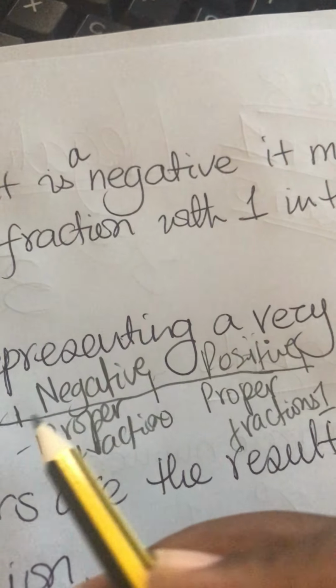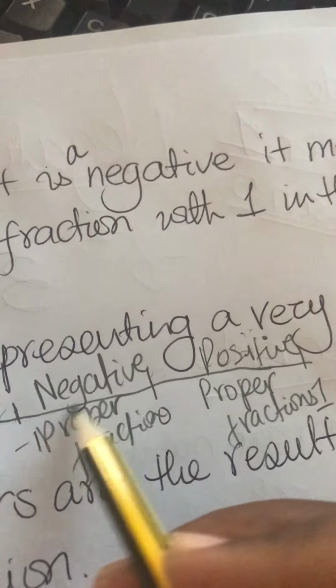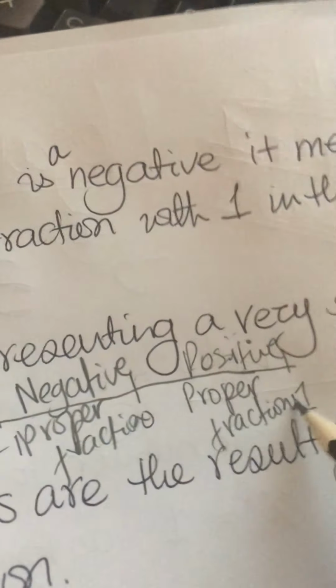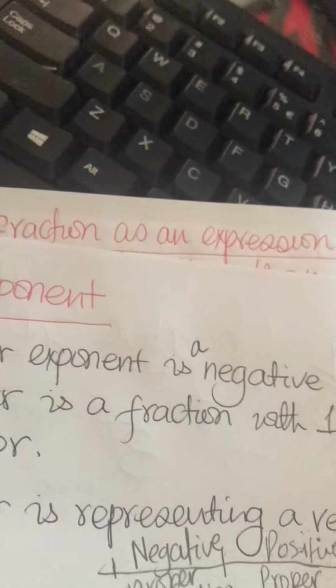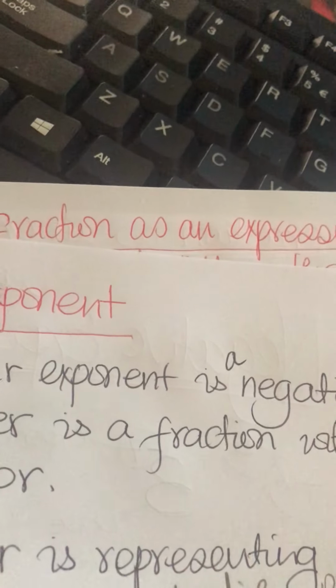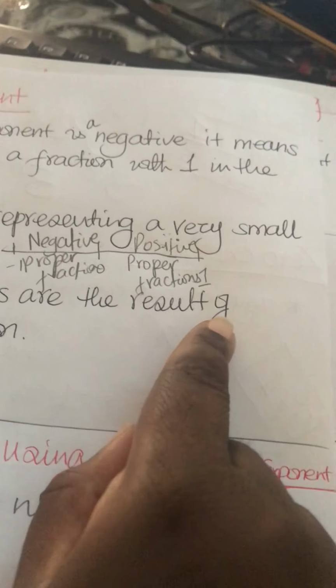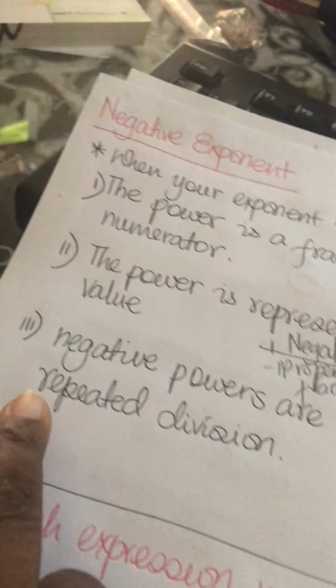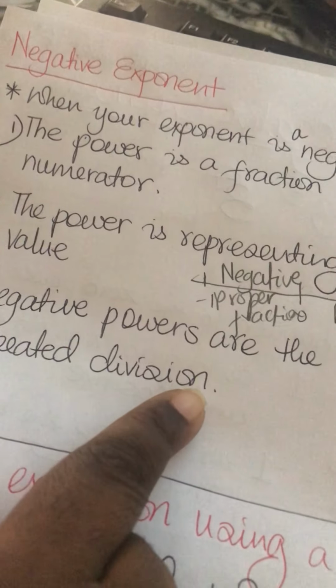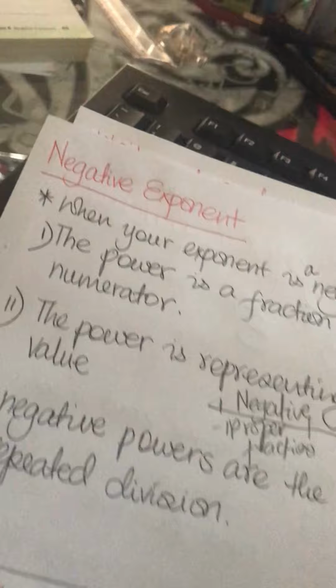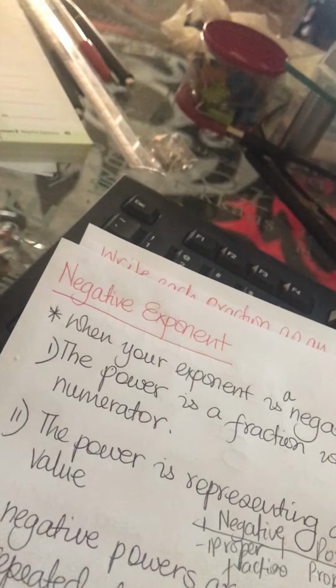So the numbers that appear between 0 and 1 are called proper fractions. That's what I needed to explain to you. If you have a proper fraction, this represents a very small number, a very small value. Negative powers are a result of repeated division. That's what they represent. That means you're continuously dividing.